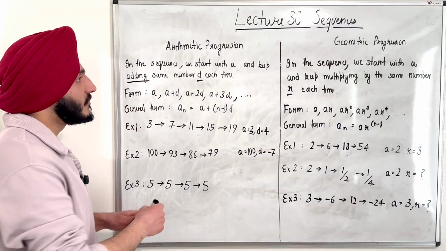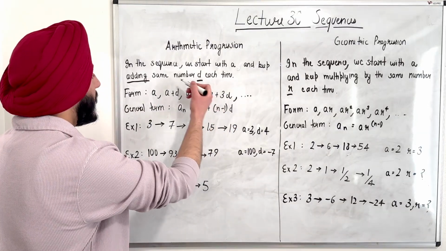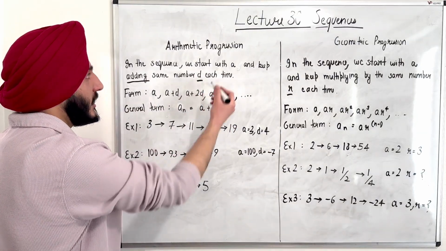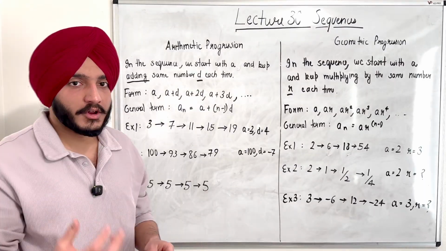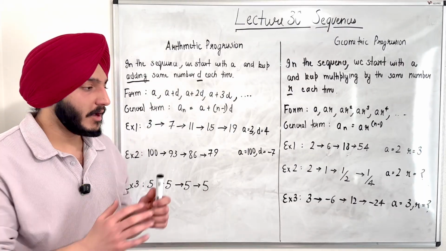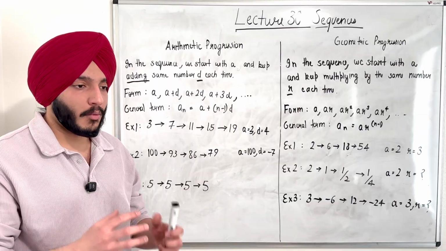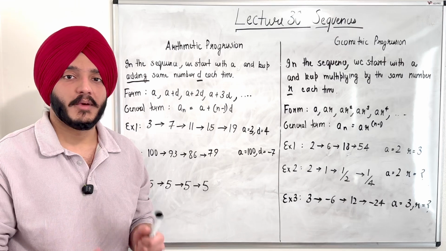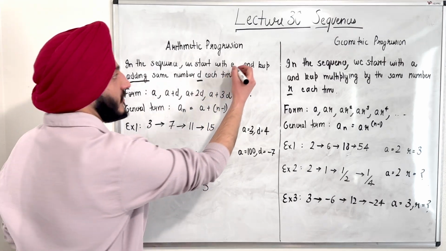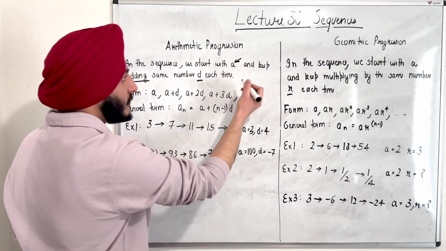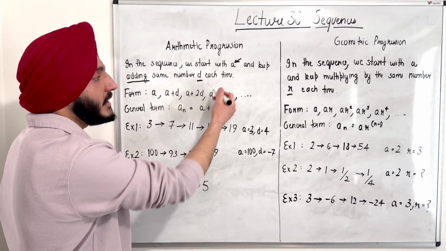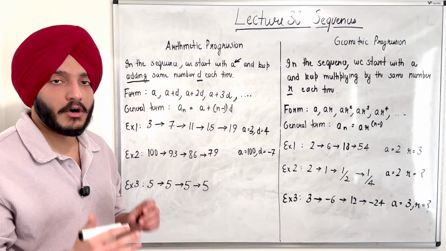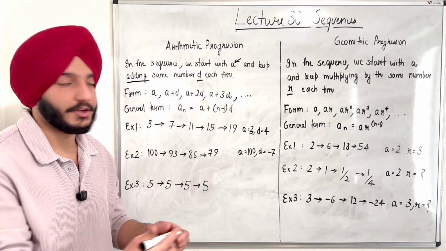In the sequence, we start with some value a and keep on adding some number d each time, right? So progression is basically you're progressing, right? Arithmetic progression would mean I start with a certain value, which is going to be my starting value. We call it, let's say, a. And what we do is we keep on adding some number d each time to it. And that would be known as arithmetic progression, right?